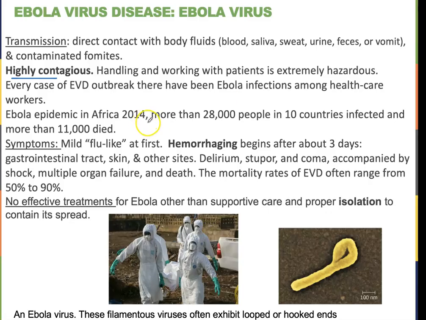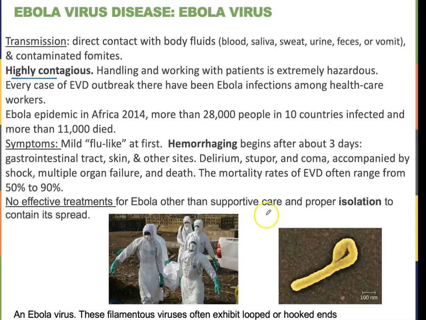There was an epidemic in 2014 in Africa where 28,000 people in 10 countries were affected, and then you had 11,000 people dying from it. So Ebola is going to start off like a flu, and then you'll start hemorrhaging about 3 days in. And the hemorrhaging, of course, is just bleeding through the GI tract, the skin, and other sites. You have the loss of blood leading to coma, shock, multiple organ failure, and death. So the mortality rate is huge. The mortality rate is 15 to 90%. There's no effective treatments right now other than supportive care and then to keep people with Ebola isolated.